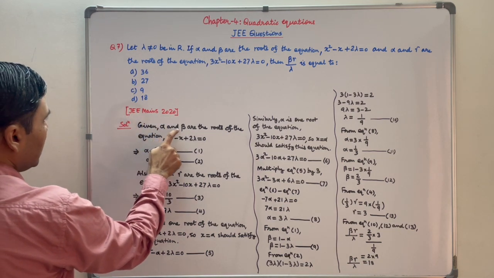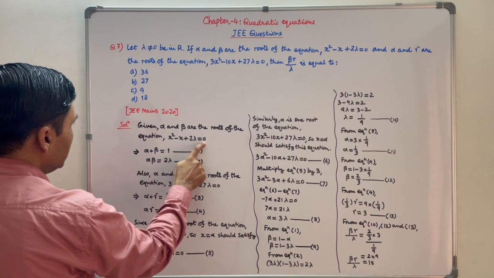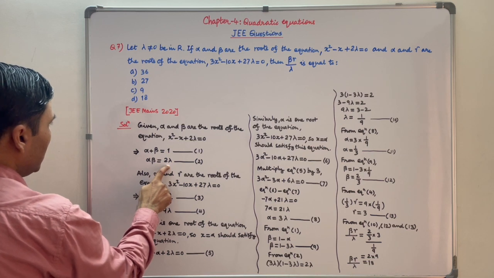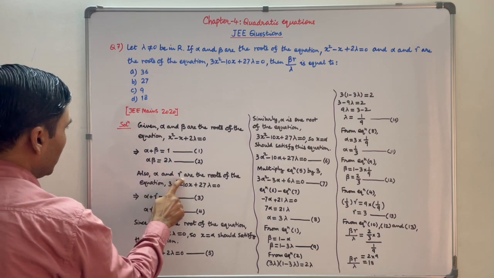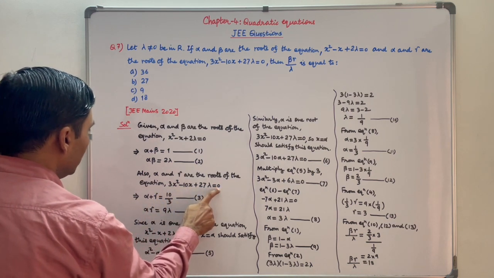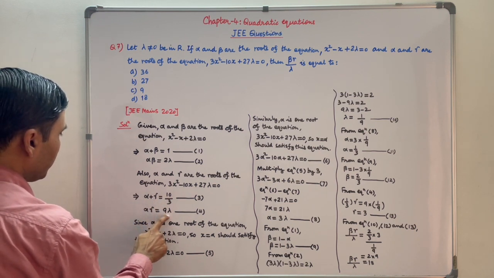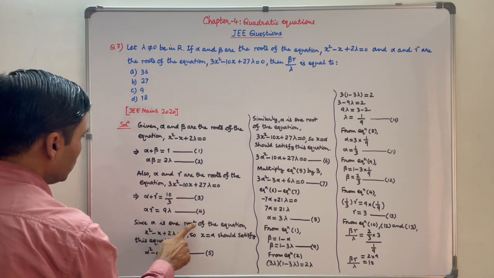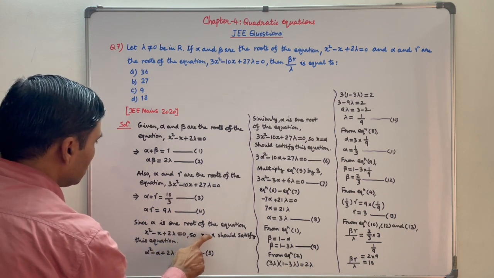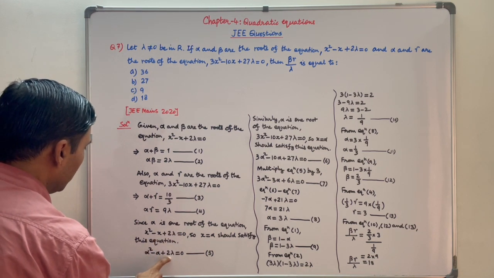It is given that alpha and beta are roots of the equation x² − x + 2λ = 0. So we can write α + β = 1 and αβ = 2λ. Also, it is given that alpha and gamma are roots of the equation 3x² − 10x + 27λ = 0. So α + γ = 10/3 and αγ = 9λ. It is given that alpha is one root of the equation x² − x + 2λ = 0, so x = α should satisfy this equation. That means α² − α + 2λ = 0.